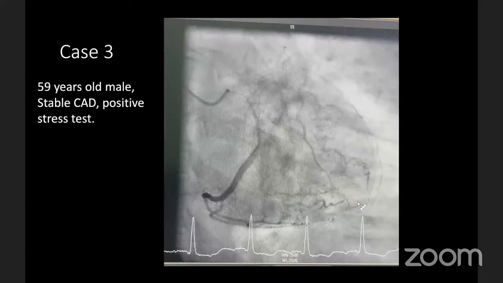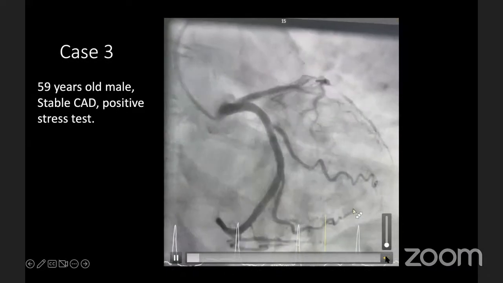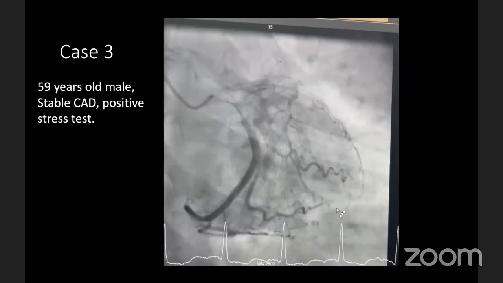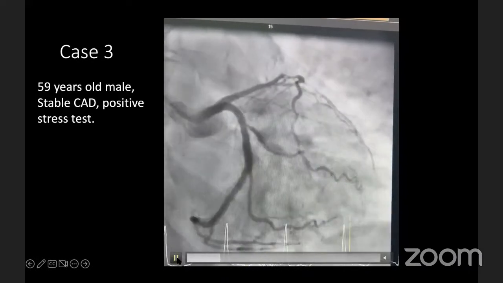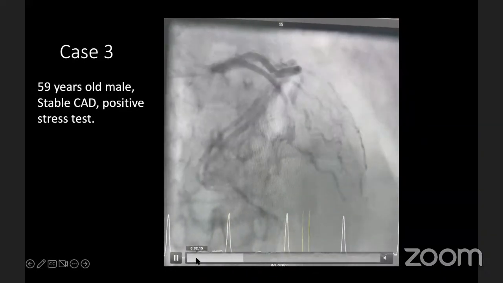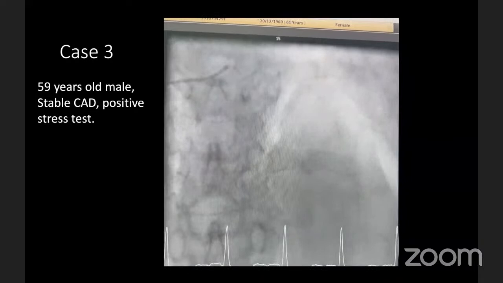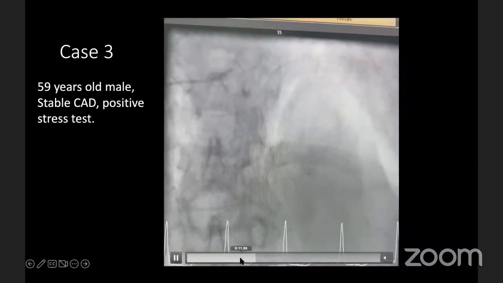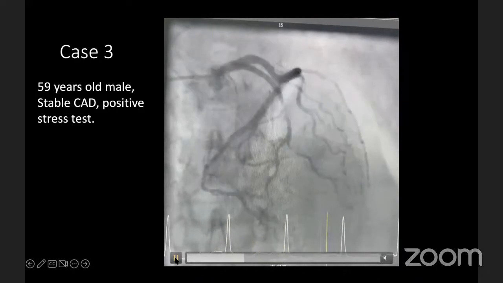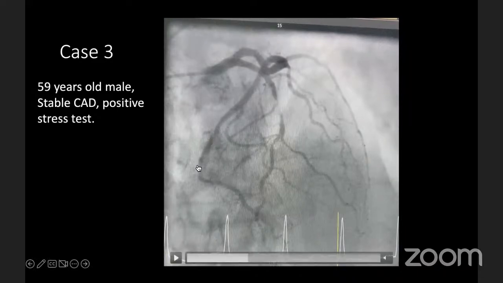Okay, 59 years old male, stable coronary artery disease with positive stress test, I think showing viable myocardium, and the coronary angio. This is the left chart showing LCX with distal disease, first OM, and okay, this is LCX again. This is the left main. Can you go back? Yes, absolutely.